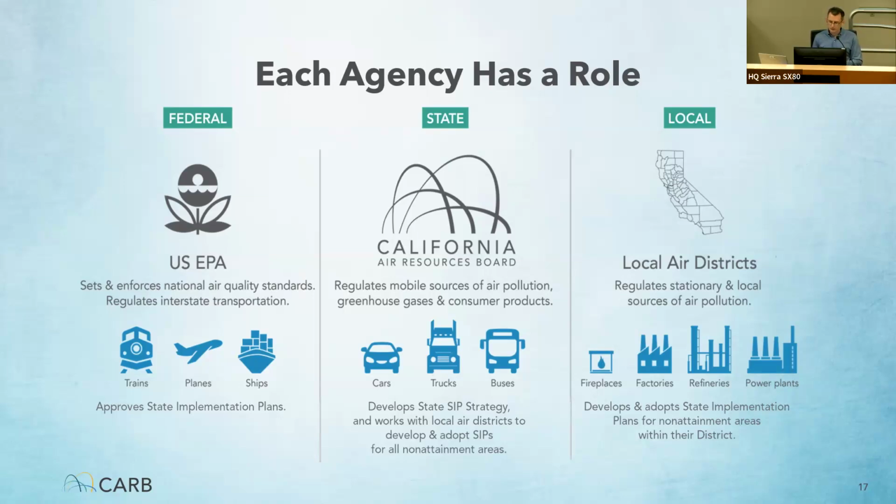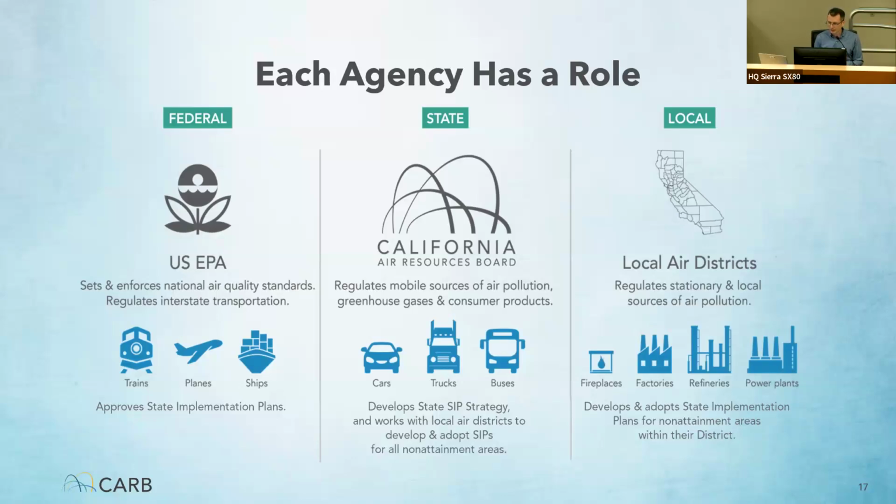CARB, the state, we have control over developing the state implementation plans that are the framework for how we attain the standard. We work with the Air District on these plans, and CARB has a role in regulating the mobile sources, greenhouse gases, consumer products, and working with the air districts on developing and adopting the SIPs, the state implementation plans.